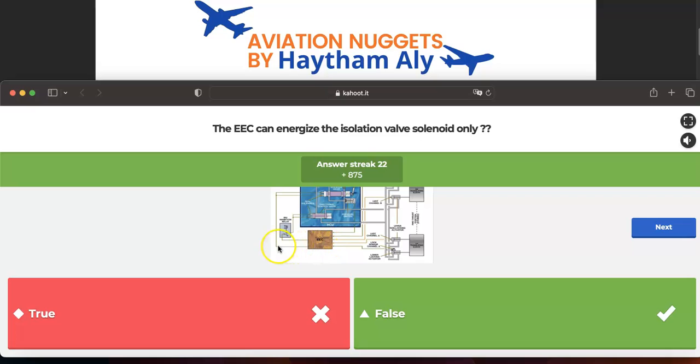Yes, the EEC can energize the isolation valve directly, but in order to energize the solenoid of the directional valve, this action must be done through the inhibition relay. The inhibition relay must be energized or closed to allow the EEC to energize the directional valve also. So both solenoid valves, directional and isolation, inside the HCU can be energized by the EEC.